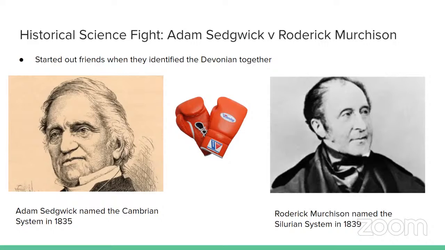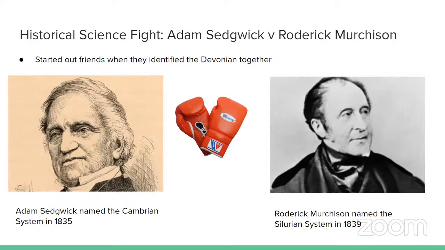They identified the Devonian system together, and we'll talk about that later. It's coming down the line, it's a bit more modern. But then they drifted apart and were identifying their own individual time periods in different parts of Great Britain. Adam Sedgwick named the Cambrian system in 1835, and then Roderick Murchison named the Silurian system, which is where we're going, in 1839. So you know already that we missed the Ordovician.